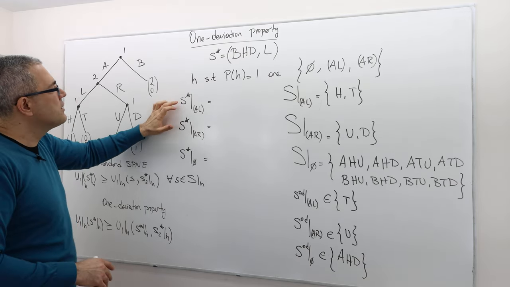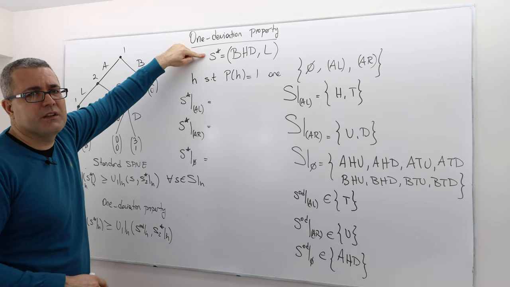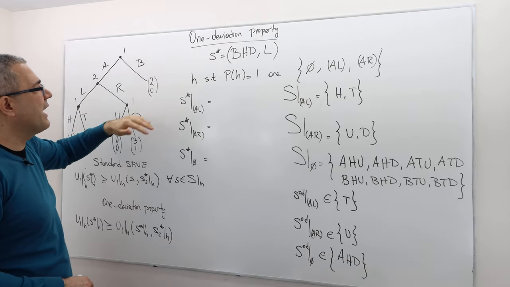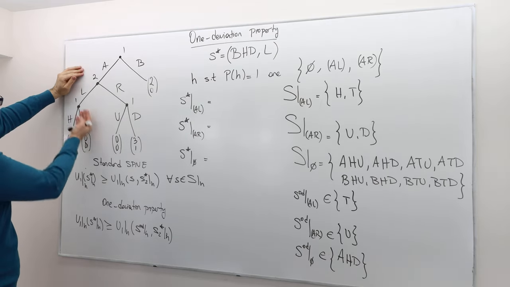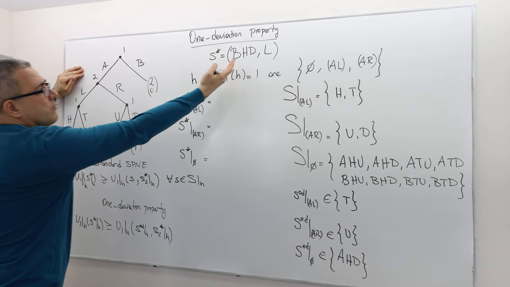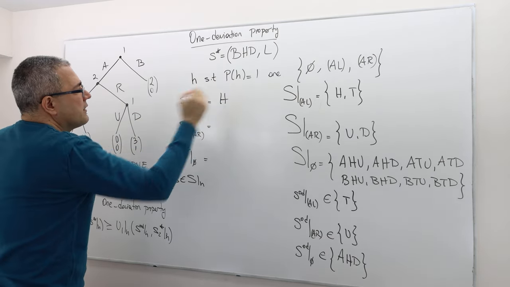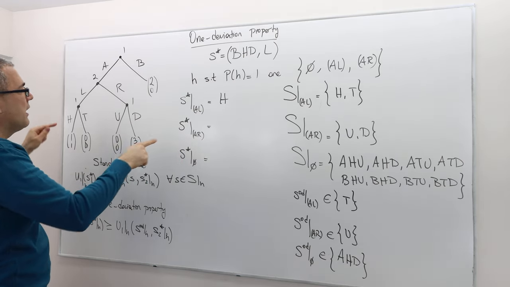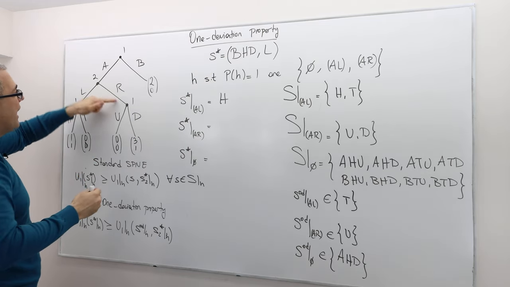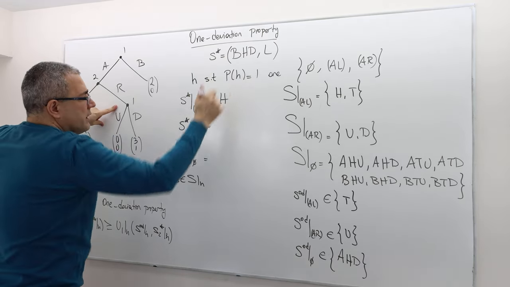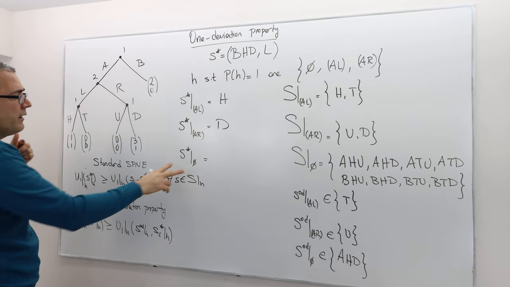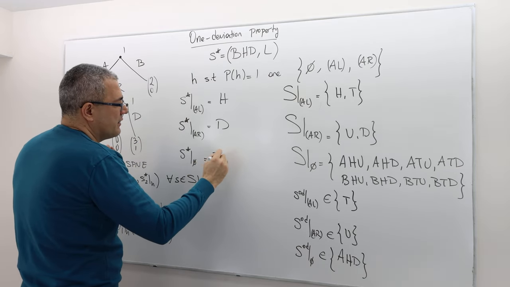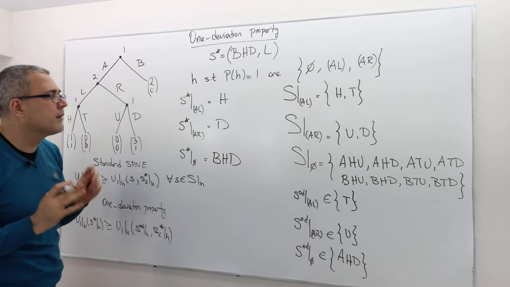Pretty straightforward. What is the continuation strategy? Remember, this is a strategy profile. So what is the continuation strategy of this strategy after history AL? After AL, what is player one supposed to play, H or T? Obviously it is H, so this is how I denote it, H. What is the continuation strategy for player one after history AR? Is he going to play U or D? Clearly he's going to play D. What about the continuation strategy after the null history? Well, it's the entire strategy itself, BHD.